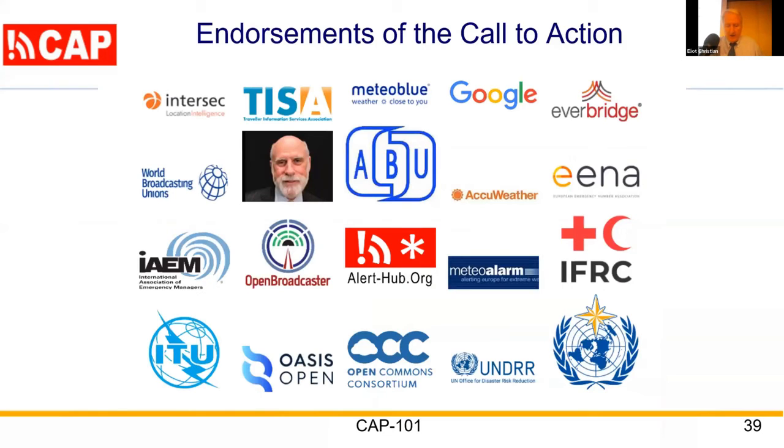These are the logos of the endorsements of the call to action on emergency alerting. That's 7 major companies: Intersect, Medio Blue, Google, Everbridge, AccuWeather, Open Broadcaster, and my own, alerthub.org. We also have endorsements by 10 major international organizations. And there I would count the Traveler Information Services Association, TISA, again, we'll be presenting later. World Broadcasting Unions, also presenting later. Asia Pacific Broadcasting Union, which is a part of that.